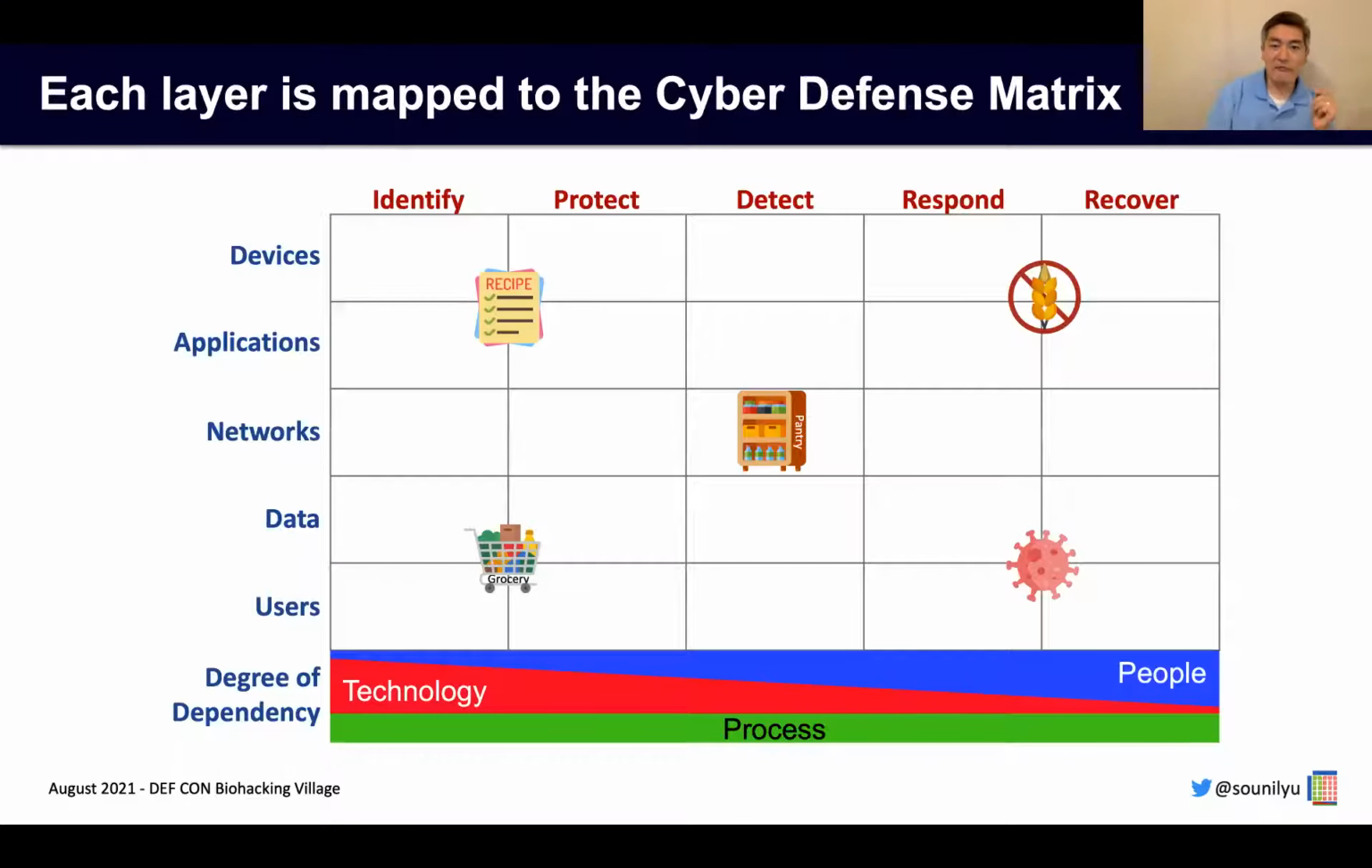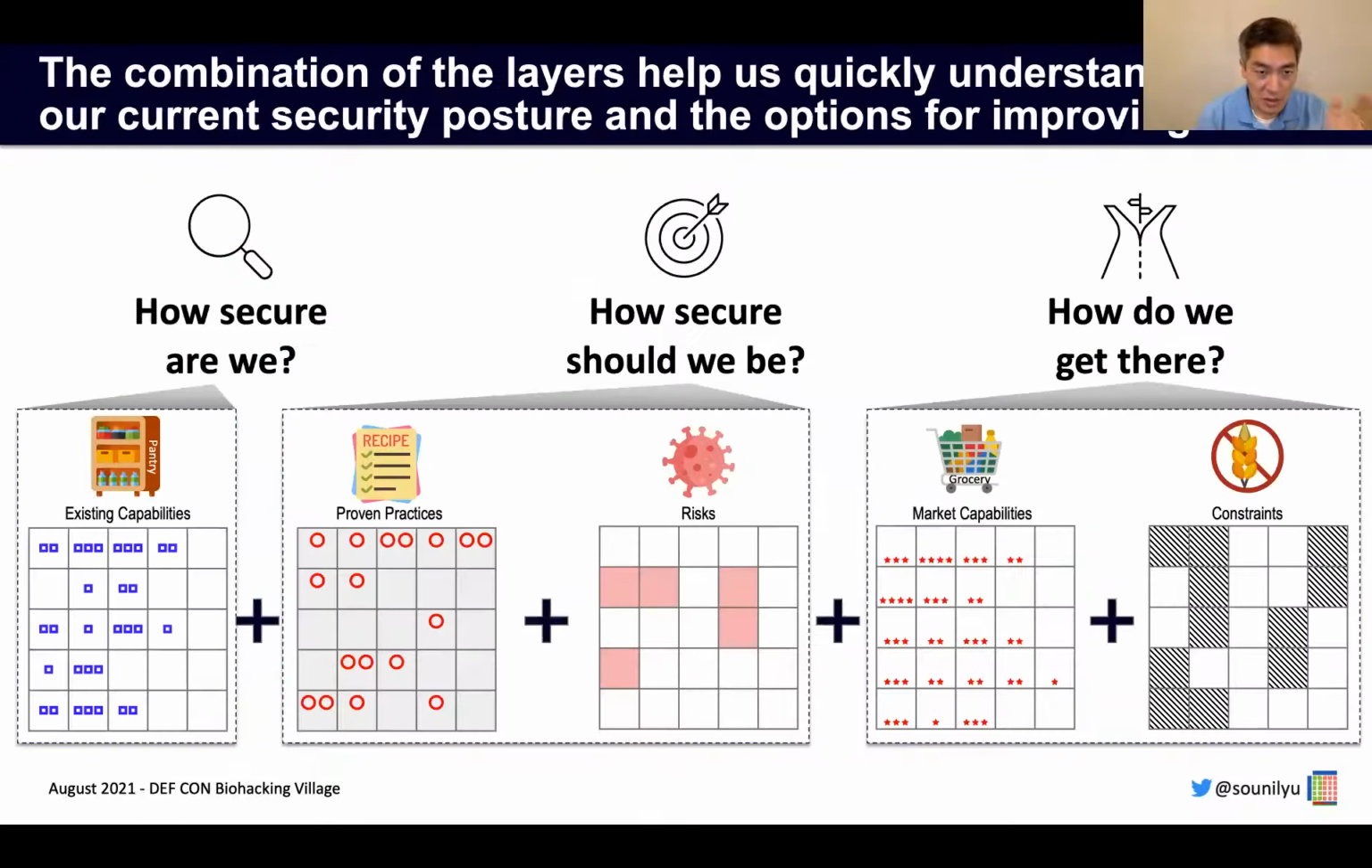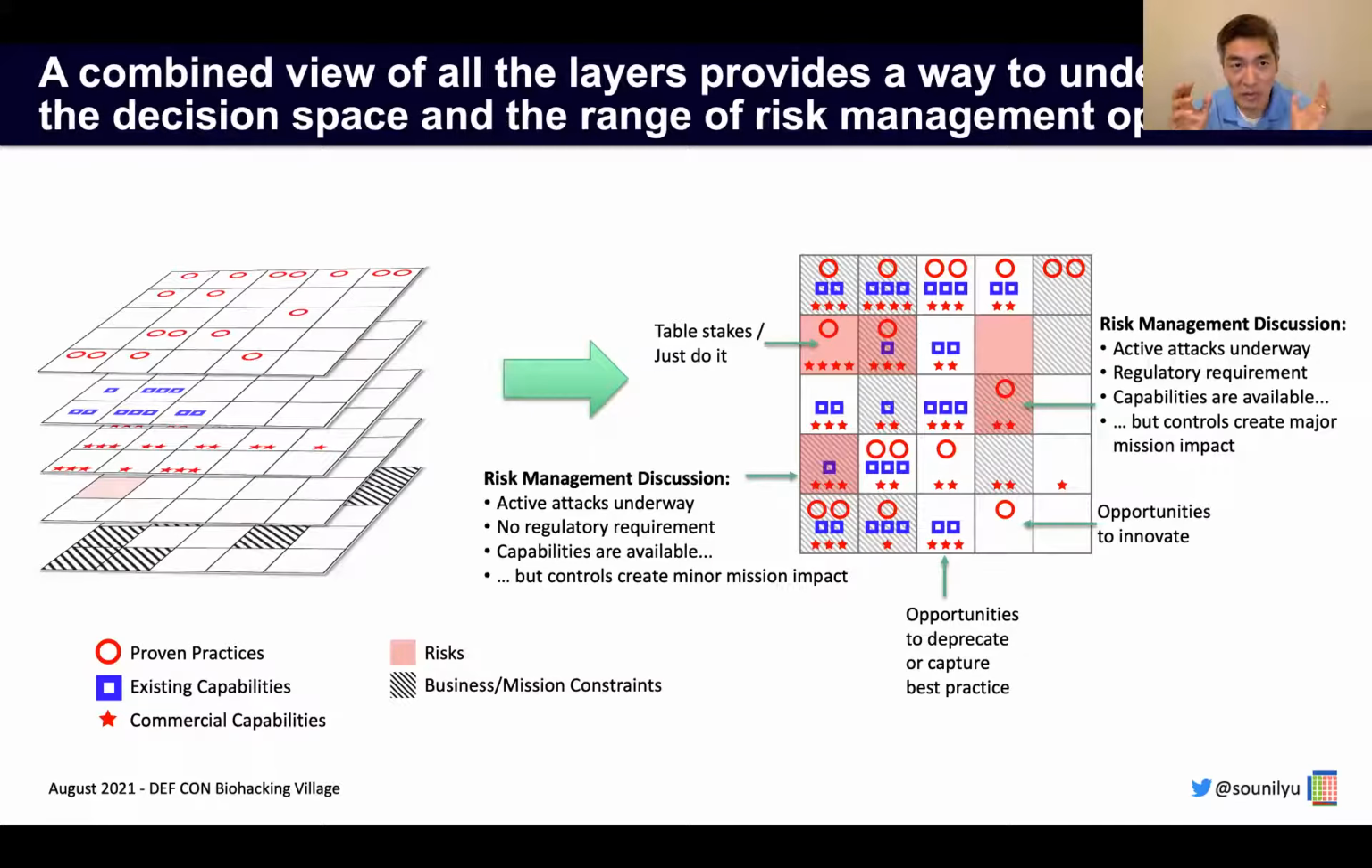So now I've mapped each of these layers to the cyber defense matrix, and in doing so, we can now see how each of these layers can help us answer the question of how secure are we, how secure should we be, and how do we get there. And what we want to do is to then combine these 5 layers, and in doing so, we can actually understand our overall decision space and the range of risk management options that we have in front of us.